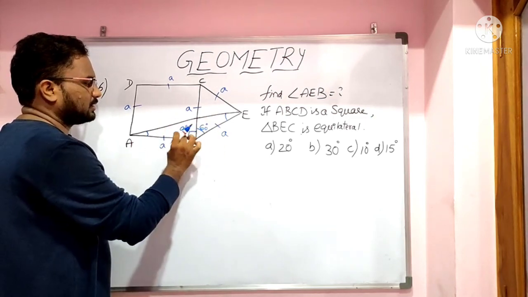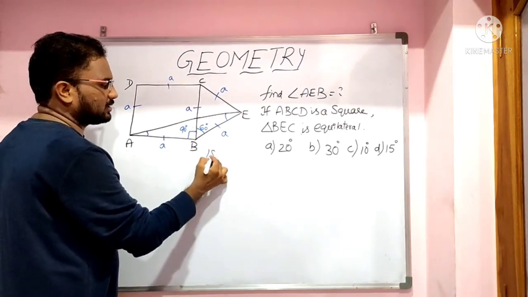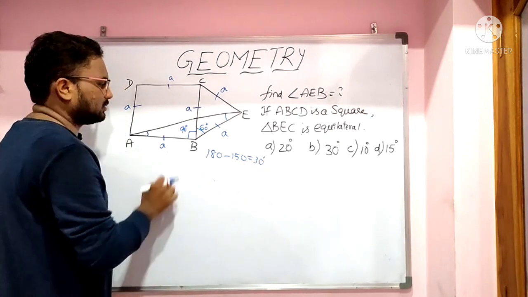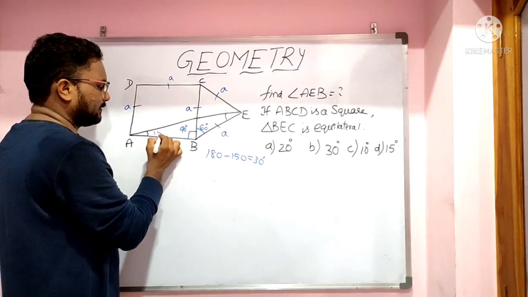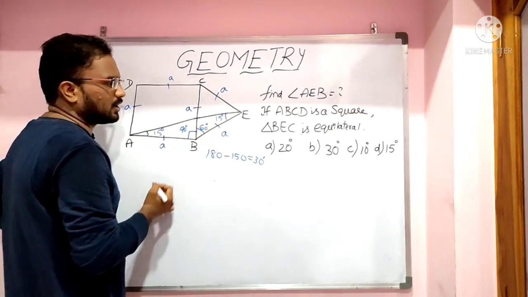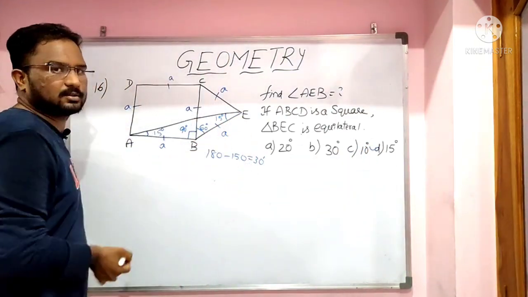So if total is 150, then remaining is 30 degrees: 180 minus 150, 30 degrees. So the sum of these two is 30 degrees, but both angles are equal, so each angle is 15 degrees. So this is 15 and this will be 15. So answer: angle AEB is 15 degrees.